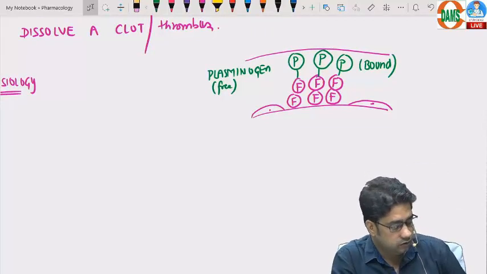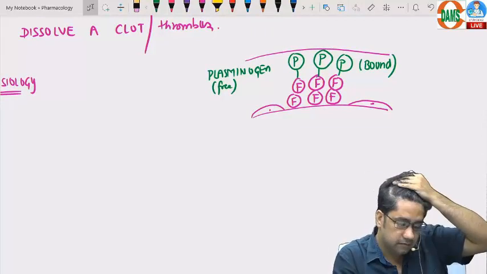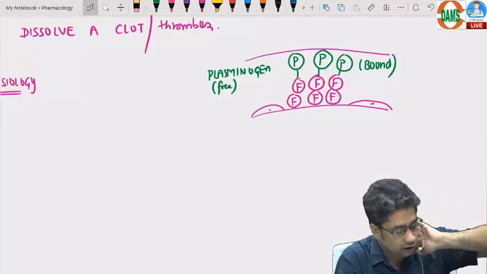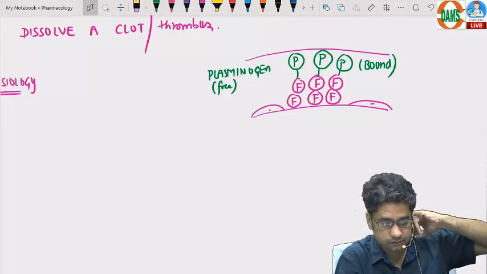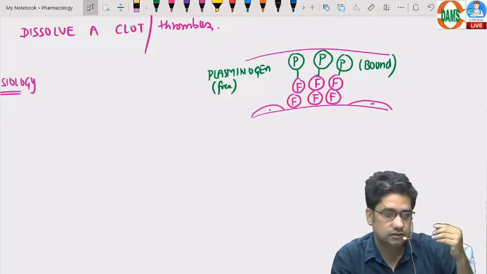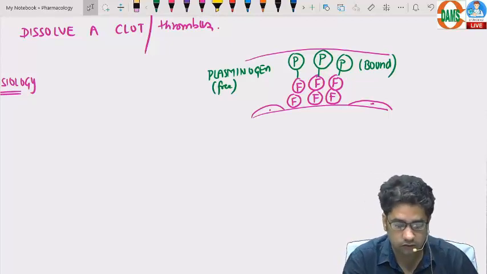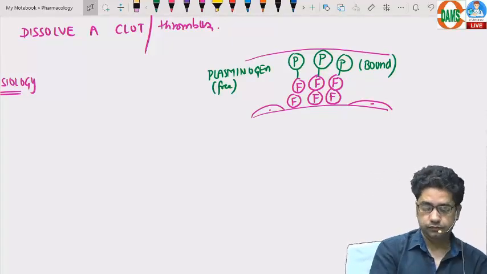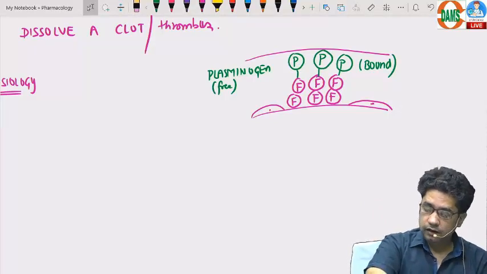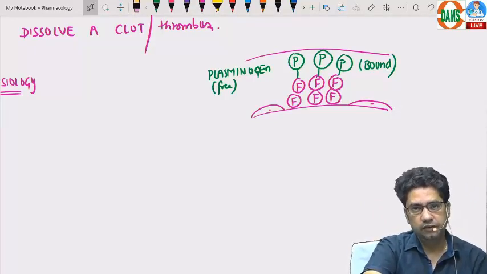I've told you why aspirin causes vitamin K deficiency. I told you yesterday, aspirin also alters GIT flora. एस्पिरिन भी जीआईटी फ्लोरा को ऑल्टर करता है. We discussed it yesterday when I was telling you about warfarin.